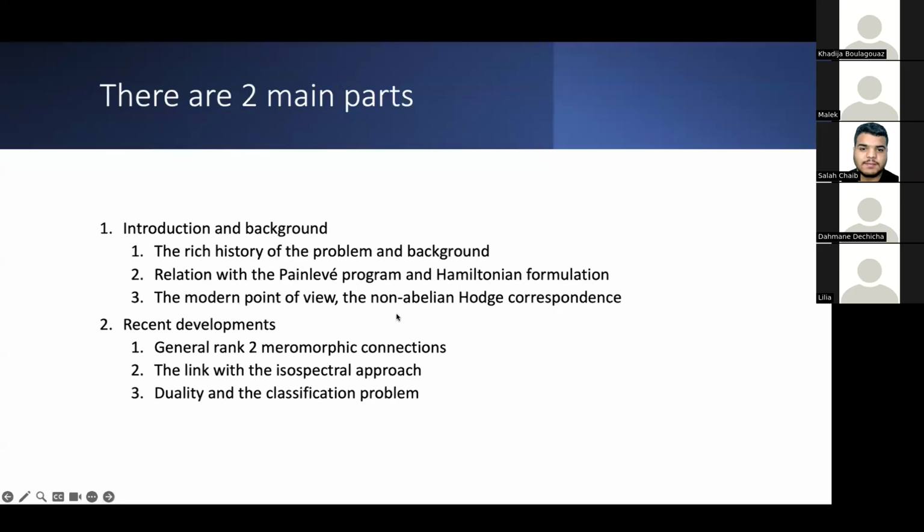For the second part, I will explain on a general example what is actually going on and some results that we were able to obtain really recently in my PhD. The three subsections of the recent developments are literally independent of one another. However, if you know the general construction of 2.1 of general rank 2 meromorphic connections, you will be able to get 2.2 and 2.3 pretty easily after. So this is the point.